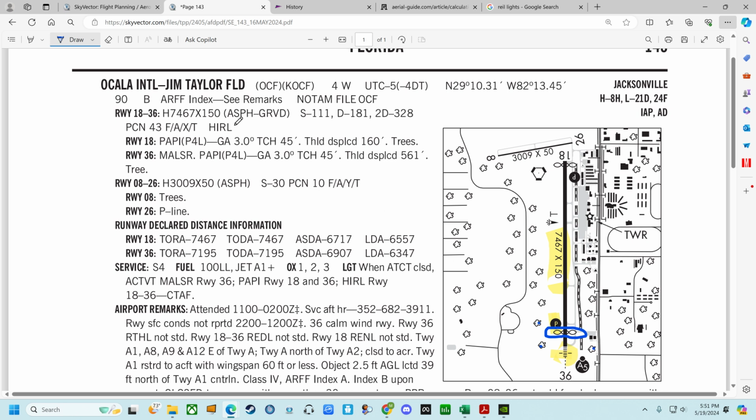What else is relevant? High intensity runway lighting. So these should be very bright lights that we should see on the edge of the runway. And that seems about it in terms of important information.